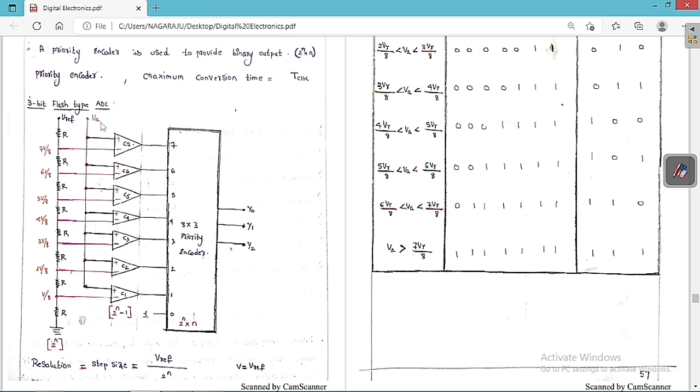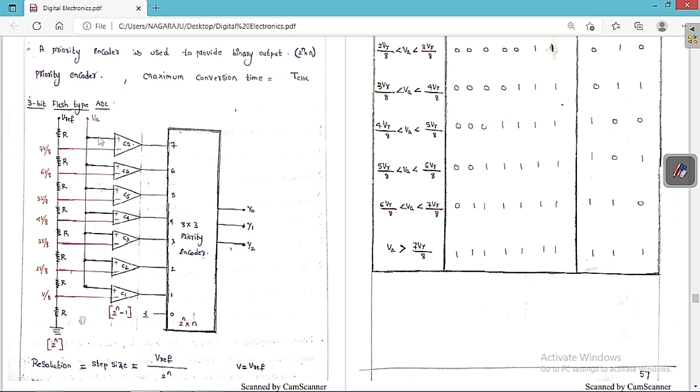We do not know its value, we need to figure it out. So we are going to keep 7 comparators here, because 2 cube minus 1 is equal to 7 comparators. So you can see clearly 1, 2, 3, 4, 5, 6 and 7. So whatever this is, we are going to take to the negative terminal of the op amp, the inverting terminal of the op amp. So all these nodes we are going to take to the inverting terminal of the op amp.